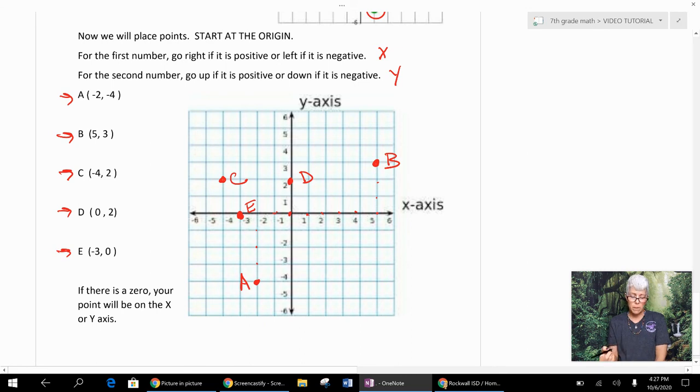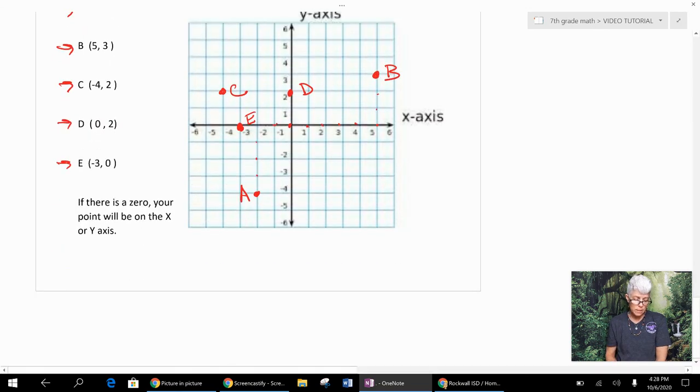Now your coordinate plane should look like my coordinate plane. And if you can do both of these with ease, it's going to be huge. If not, you need to practice, and we are going to have an opportunity to practice. So again, here's the note. These are the hardest ones. If there's a 0, your point will be on the X or the Y axis. So just keep that in mind, and let's practice some on our practice page.